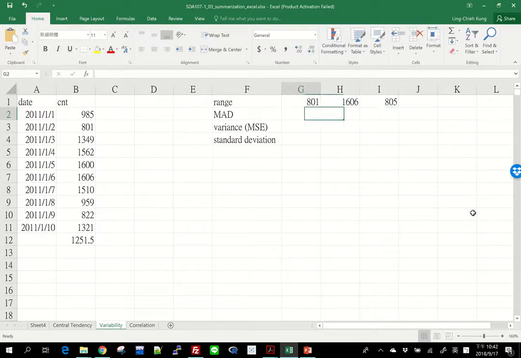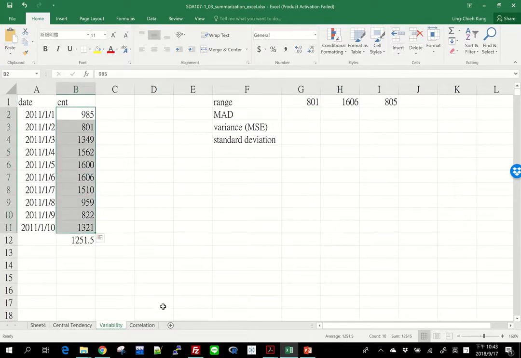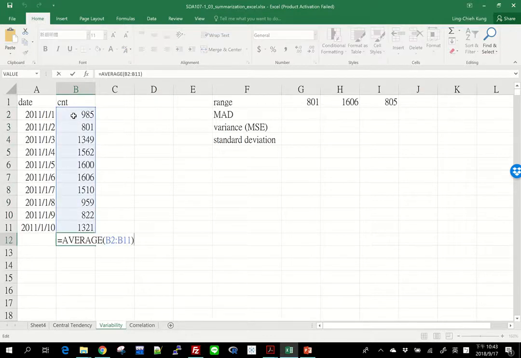So that's range. For MAD, I need to calculate it by myself because in Excel, there is no function called MAD or whatever. So let's very quickly do this. For CNT, I have all these original values. I first calculate their average values, okay? The average of all these values. That sounds good.